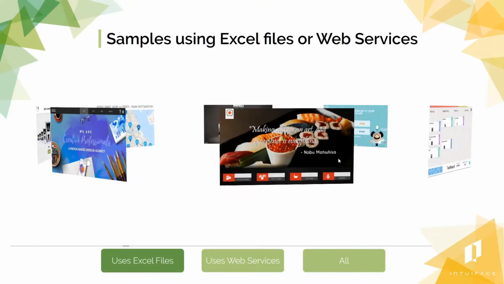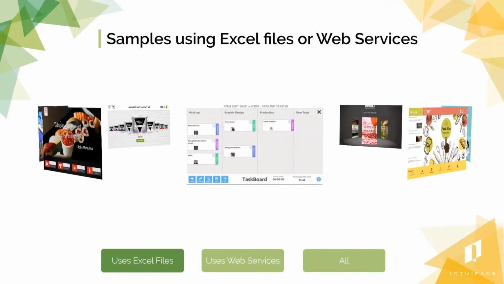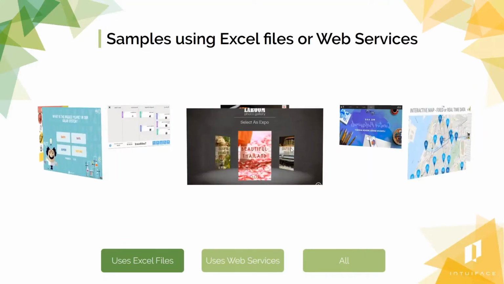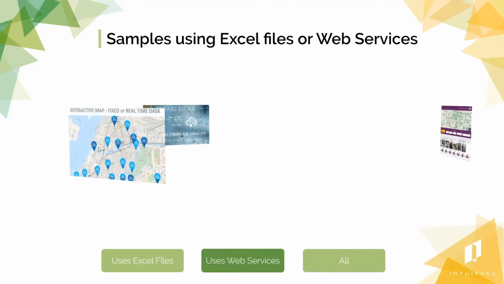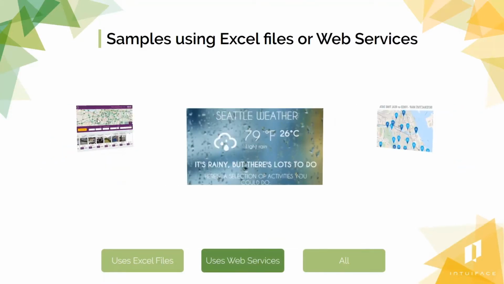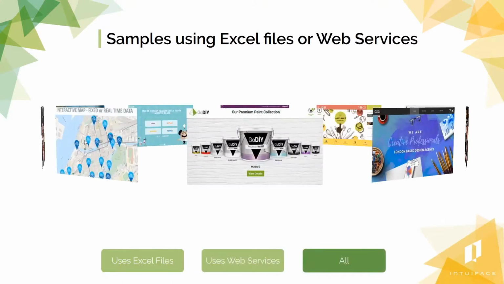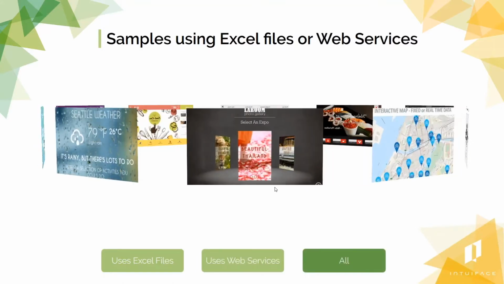If I click on this button here, use Excel file, you see I have fewer samples than before, okay? And actually I still have the photo exhibition. That's the one we're going to use today as the sample data source. If I check this uses web services, now I only have 3 of them remaining, like for example this Zoopla real estate, which is using the Zoopla web services from the UK. And I can clear my filters and find again my complete list of data. So this is the kind of thing you can build in a couple of minutes using a data source.